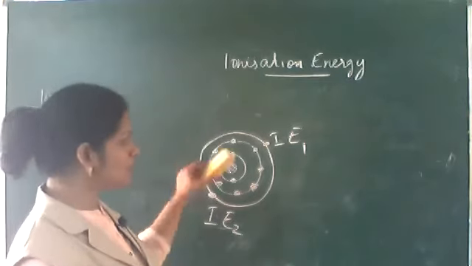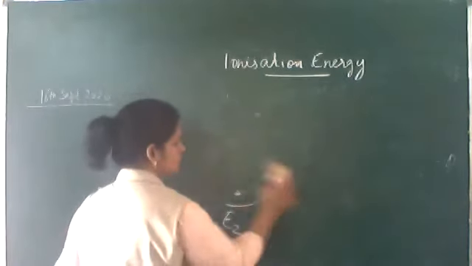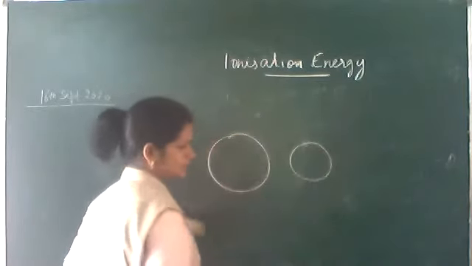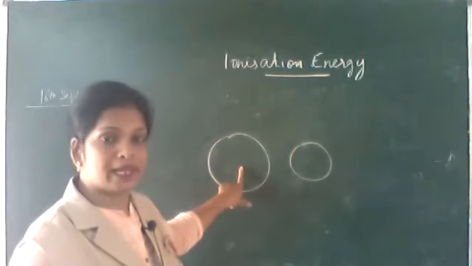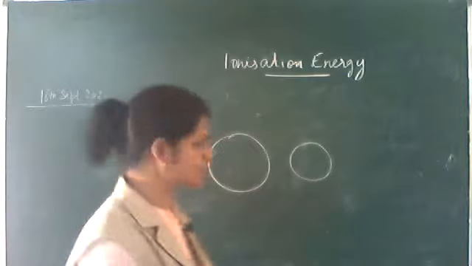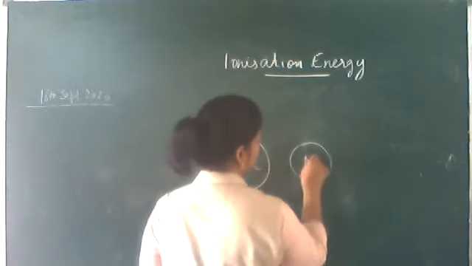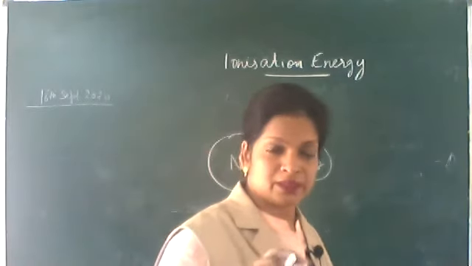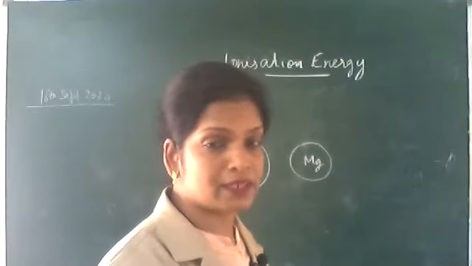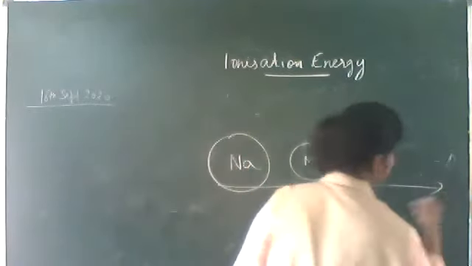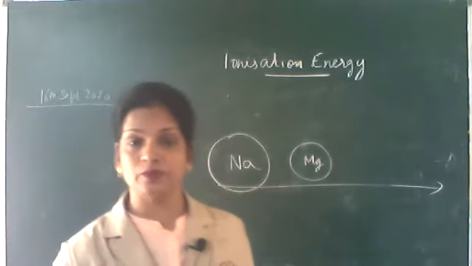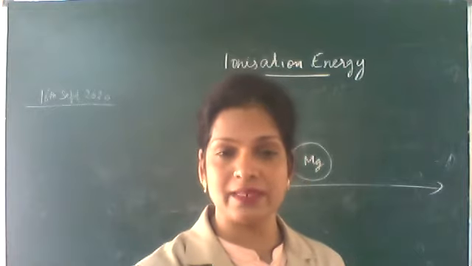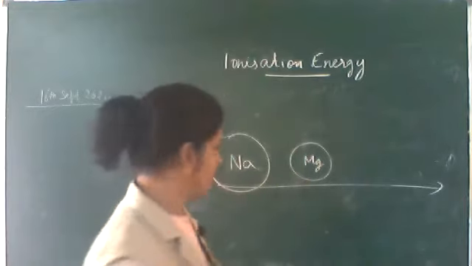When you compare sodium and magnesium, what is their I-E1? This is sodium, this is magnesium. I-E1 of sodium is less as compared to I-E1 of magnesium, because magnesium size is small, electrons are closer towards the nucleus, meaning Z effective is more. In a period, the size decreases. So first ionization enthalpy of sodium is less, magnesium is more. Second ionization enthalpy of magnesium is less, sodium is very high.